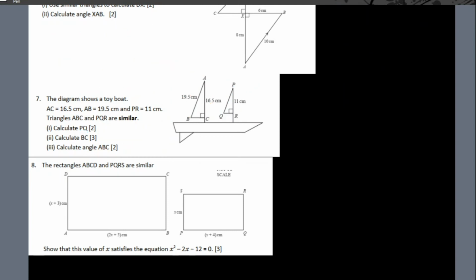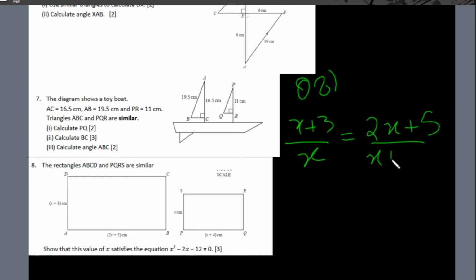Okay, next up is question number 8. These triangles are similar. Show this equation. So if they're similar, then x plus 3 over the corresponding length x equals 2x plus 5 over its corresponding length in the other shape, x plus 4. Cross multiply and simplify, and you should get this equation. I hope there's no need to do it. Okay, so do it yourself and you will get the required equation.